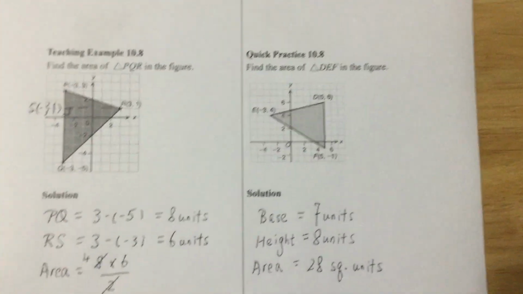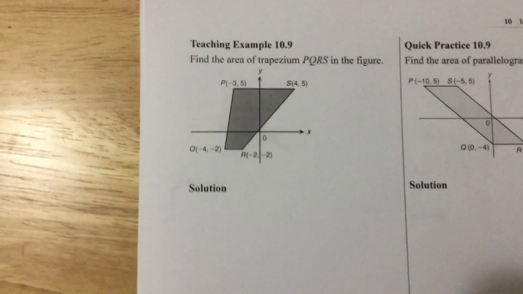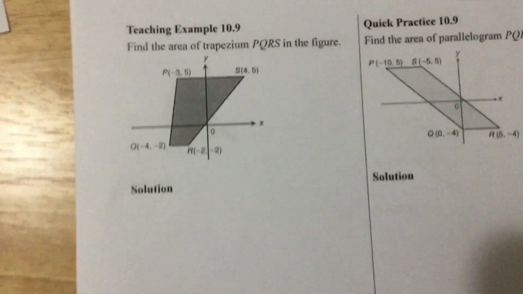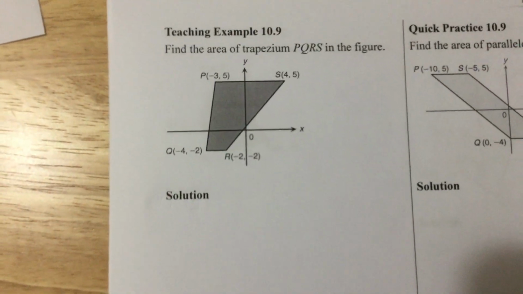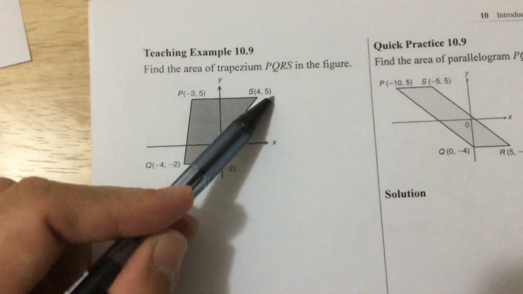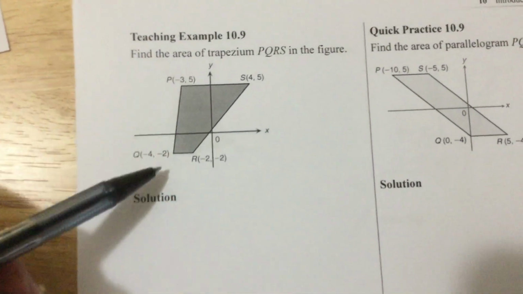Okay, teaching example 10.9. This time I'm going to find the area of the trapezium PQRS. This time you will see the one that I gave to you. You had some squares here, and this time we do not have the squares anymore. We are going to calculate the height of this one. This is the trapezium. You can say PS is the upper base, QR is the lower base. But this time this one is not a straight line.